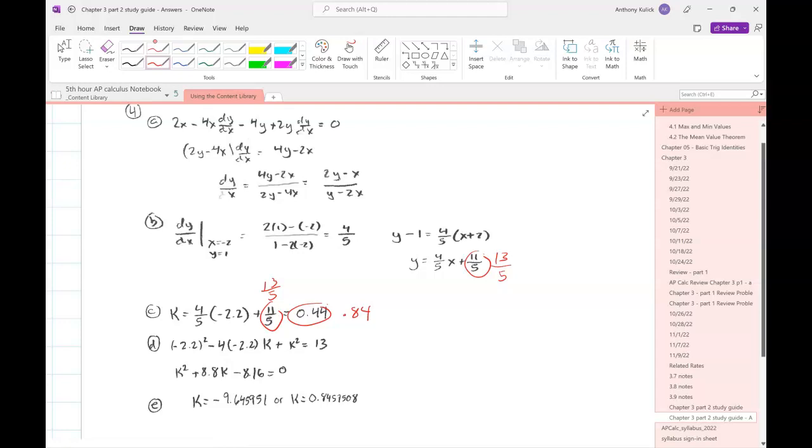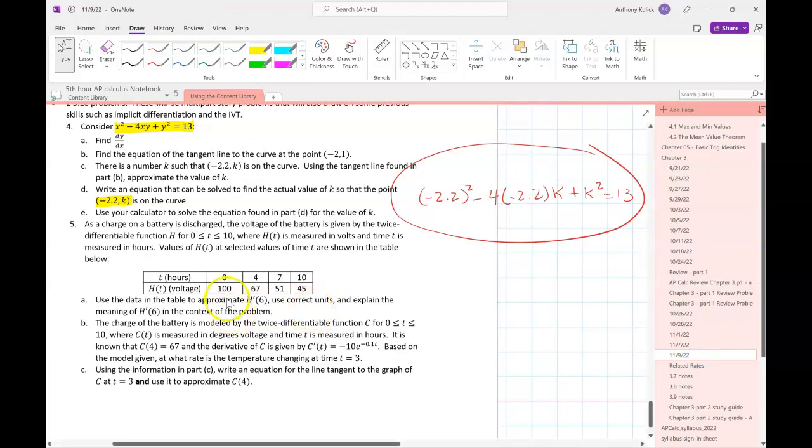You do 5. Just all of 5. It says as a charge on a battery is discharged, the voltage of the battery is given by the twice differentiable function h for time 0 to 10, where h of t is measured in volts and time is measured in hours. Values of h of t at selected values of time t are shown in the table below. Use the table to approximate h prime of 6. Use correct units and explain the meaning of h prime of 6 in the context of the problem.